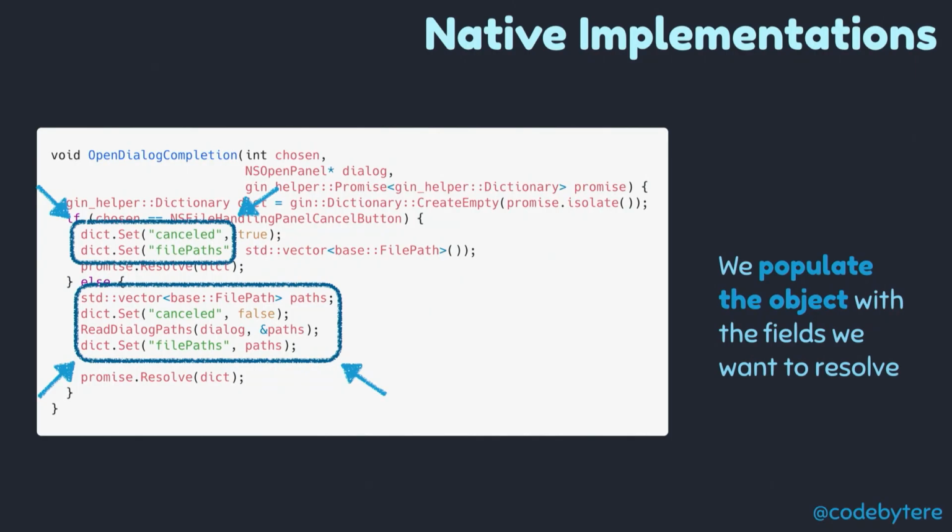We create a new empty Gin dictionary and then take one of two conditional pathways. If the user canceled the dialog, then we're going to set a Boolean variable canceled to true and the file path result to empty. If they chose not to cancel, then we're going to set canceled to false and then fetch the paths selected by the user and then set them as the file path key.